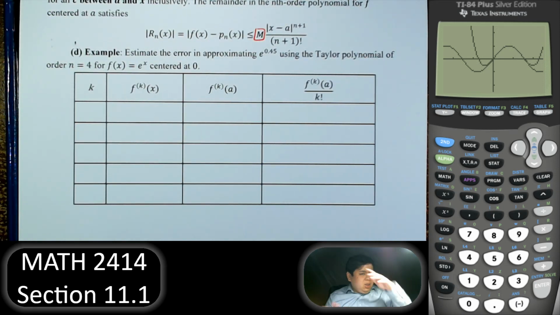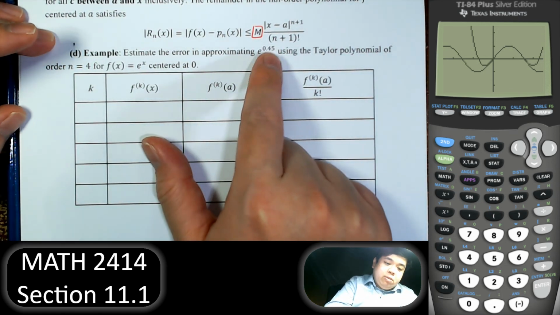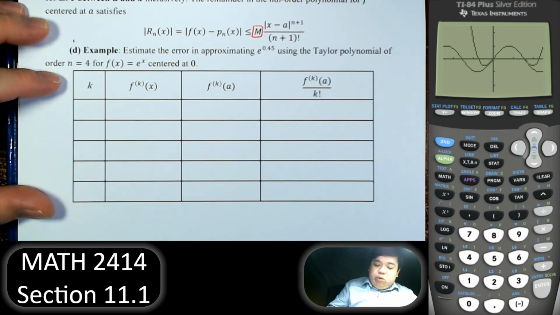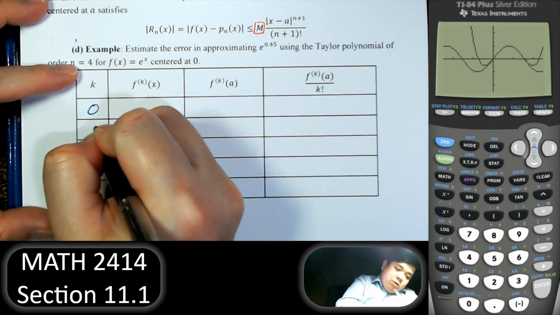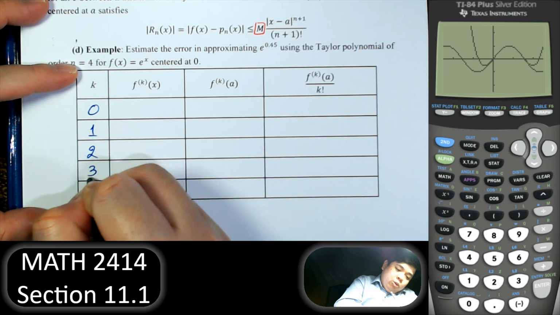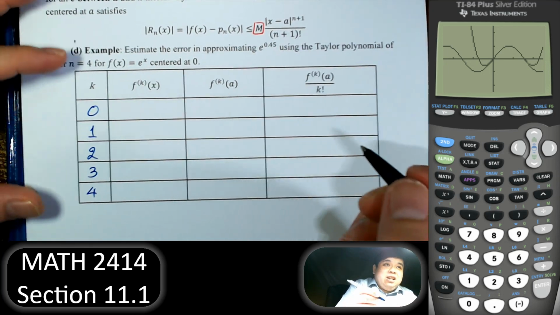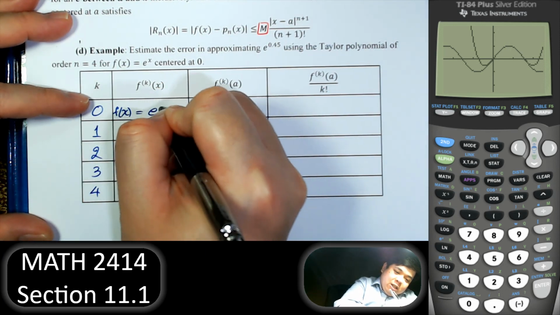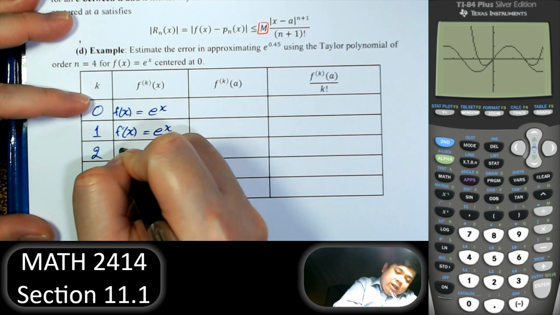Now we will calculate this in a minute. First estimate the approximation of that using a Taylor polynomial of degree n equal to 4. So we will go from 0, 1, 2, 3, and 4. Now this time I chose e to the x because for the function e to the x, all the derivatives are e to the x.